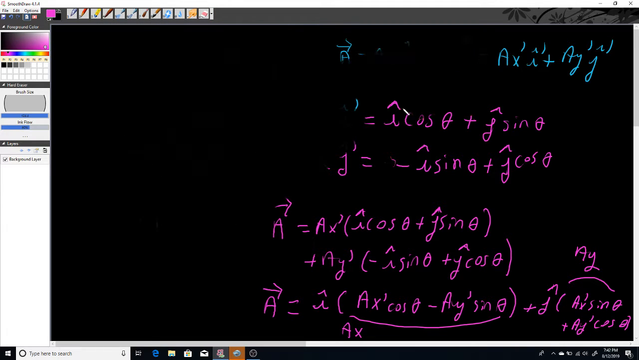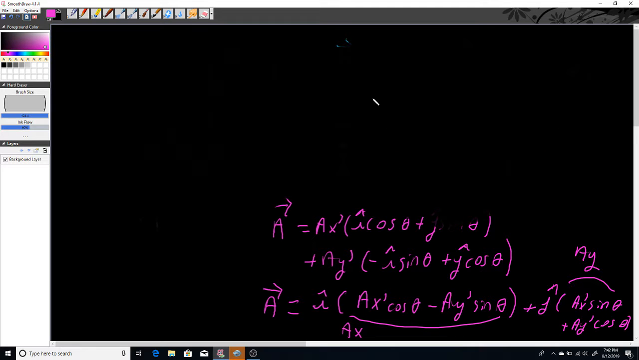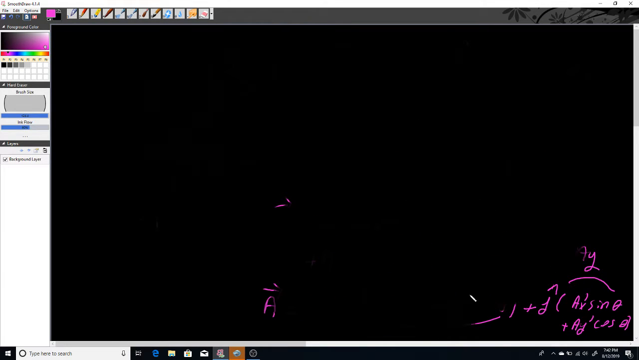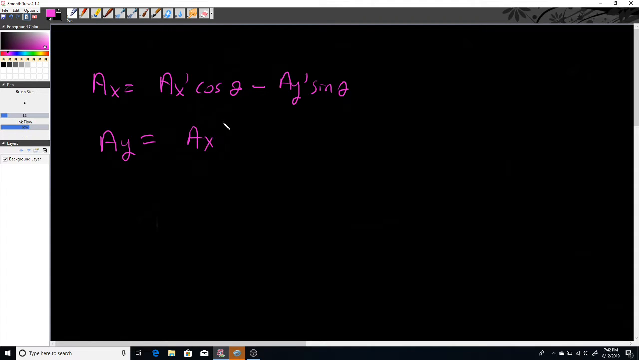Clear up some space. Rewrite a of x and a of y. So a of x was a of x prime times cosine of theta minus a of y prime times sine of theta. And this a of y was a of x prime times sine of theta plus a of y prime times cosine of theta.